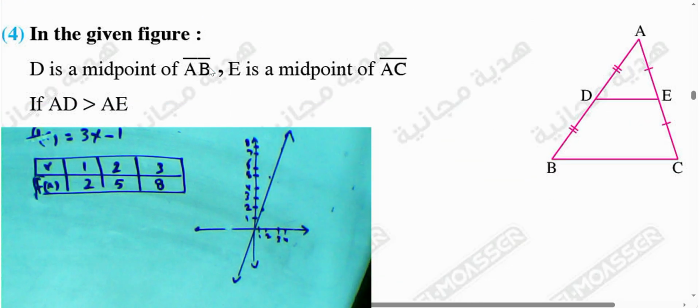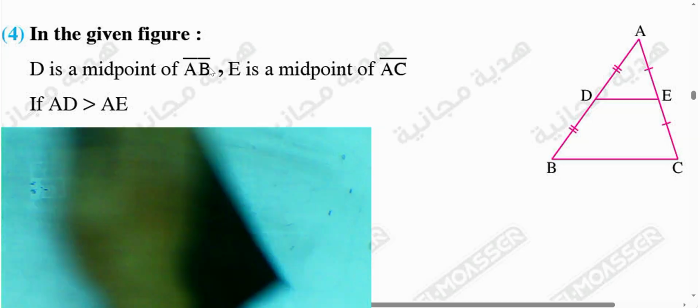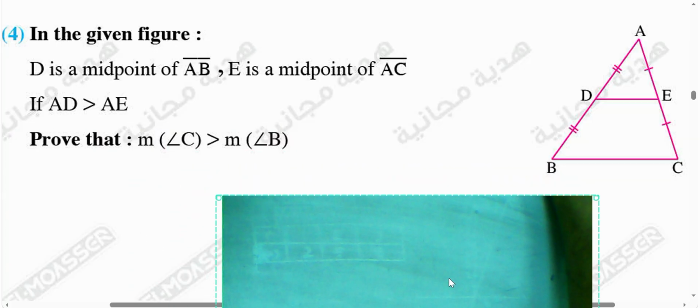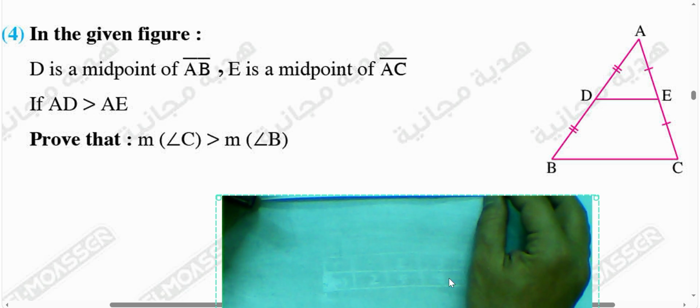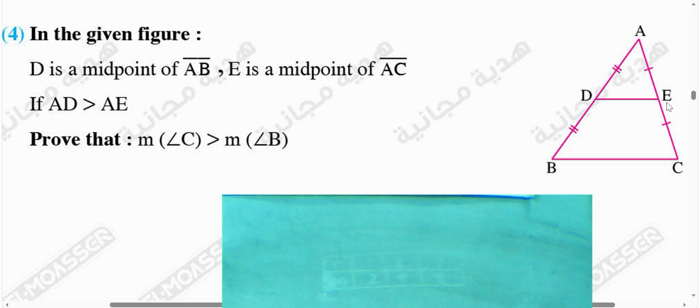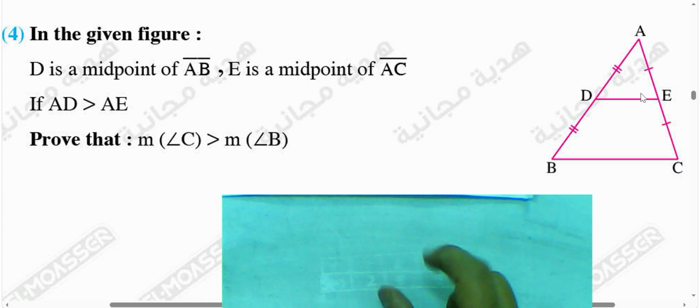Number 4, in the given figure T is the midpoint of AB. Look here, D is the midpoint, and D is also the midpoint of AC. You give me AD is greater than EE, then the measure of angle E will be greater than the measure of angle D because AD is opposite angle E. If we have two sides with different lengths in any triangle, then the greater side is opposite the greater angle.